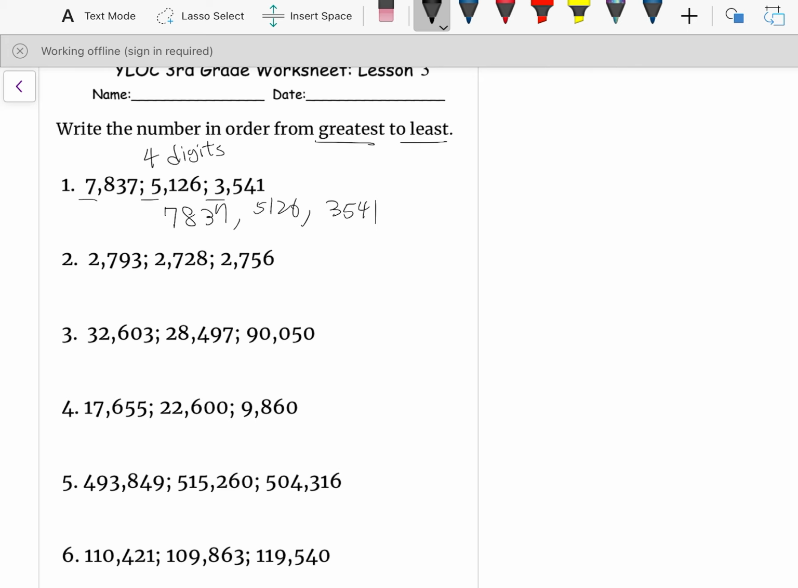since the first and second digits are the same for all the numbers, we're going to compare the third digit. So since 9 is greater than 2 and 5, we're going to put 27,93 first, then 27,56, because 5 is greater than 2, and then 27,28.